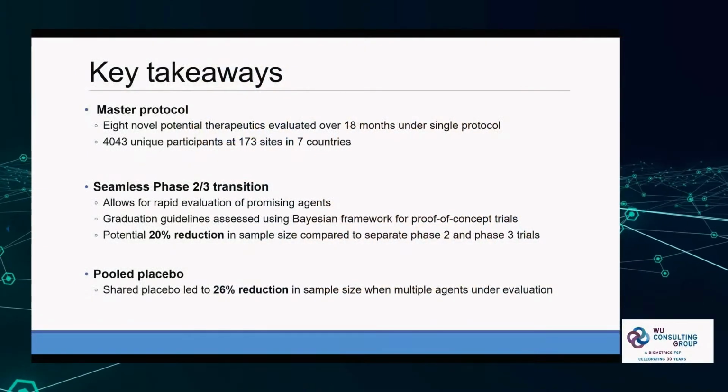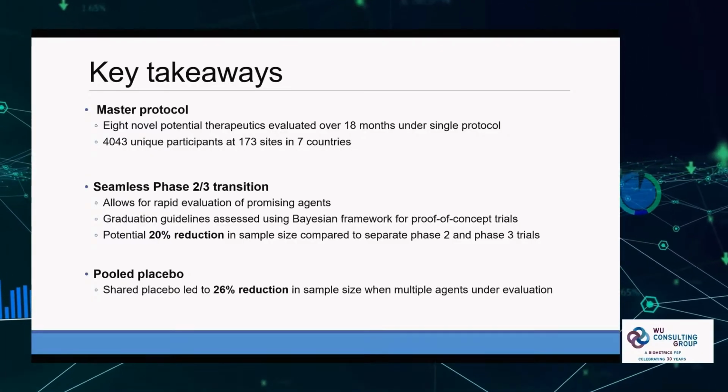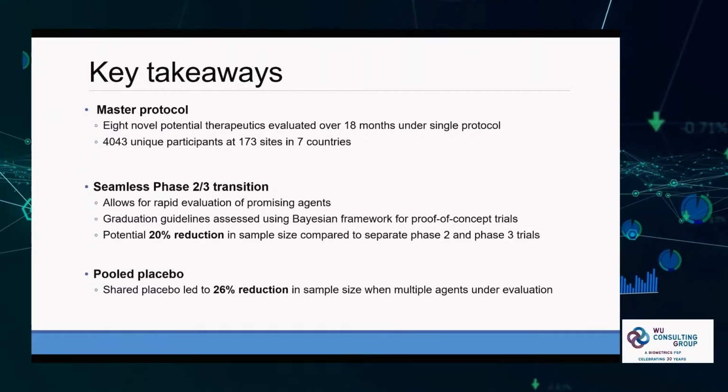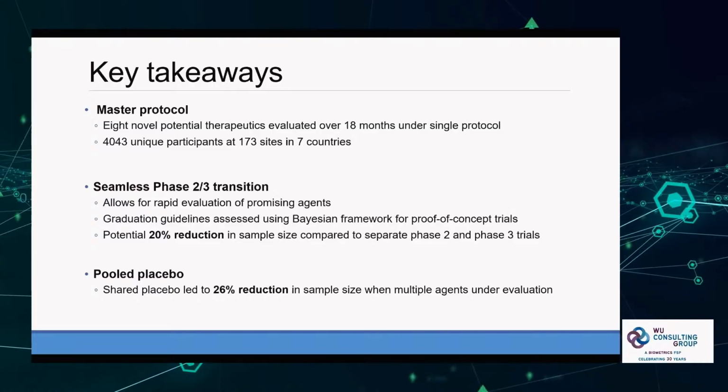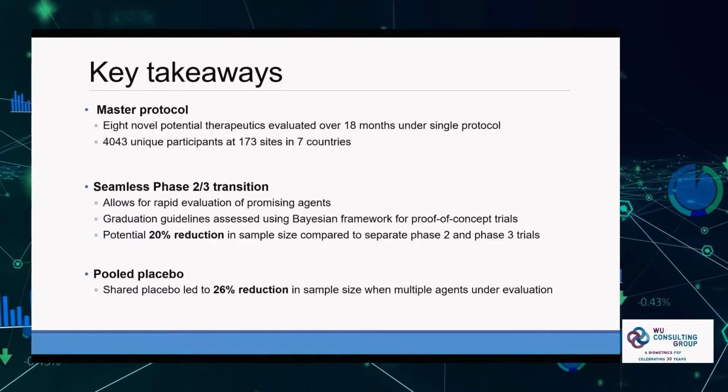So I'm very happy to share that the ACTIV-2 study is complete and by all measures was a quite successful study, thanks in no small part due to the design characteristics which I've discussed on the previous slide. Notably, the use of a master protocol allowed the study team to evaluate 8 novel potential therapeutics over an 18-month period under a single protocol. There was one agent which did transition seamlessly from phase 2 to phase 3 evaluation.